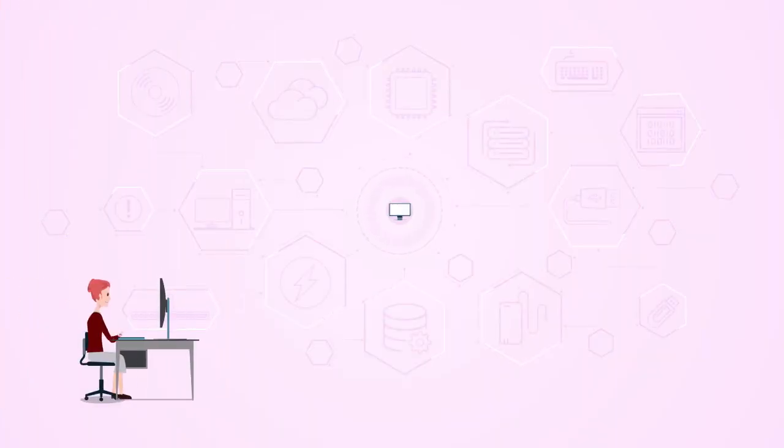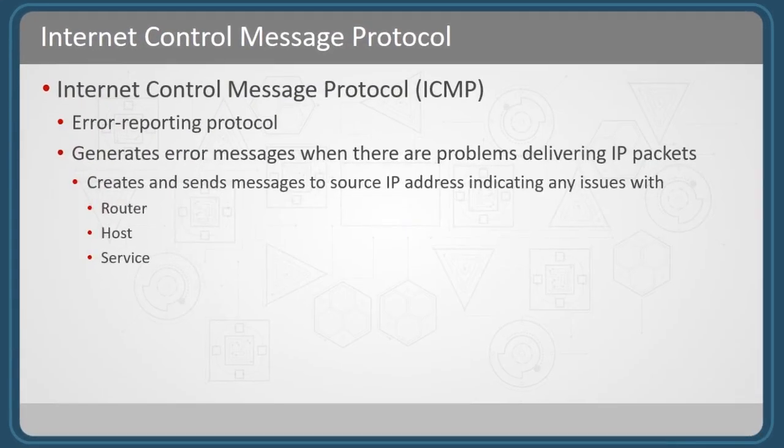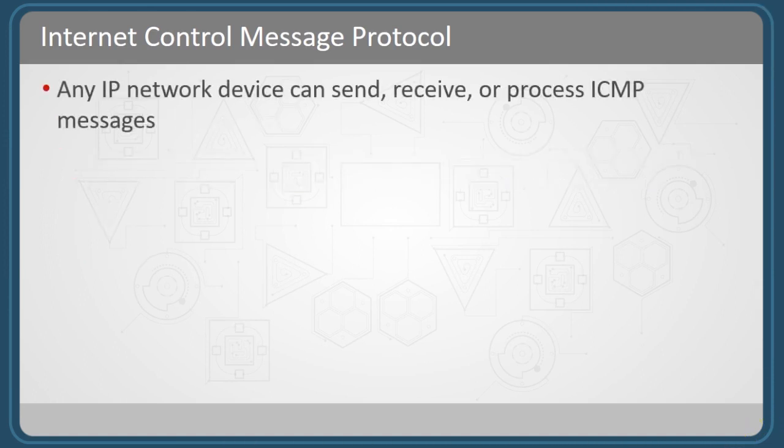Now, in this presentation, we'll take a look at the Internet Control Message Protocol, or ICMP, and it's responsible for providing error reporting services. It generates error messages when there are problems delivering IP packets, and it creates and sends messages to the source IP address, indicating any issues with the router, the host, or the service. Now, any IP network device can send, receive, or process ICMP messages. It's a built-in functionality, if you will.